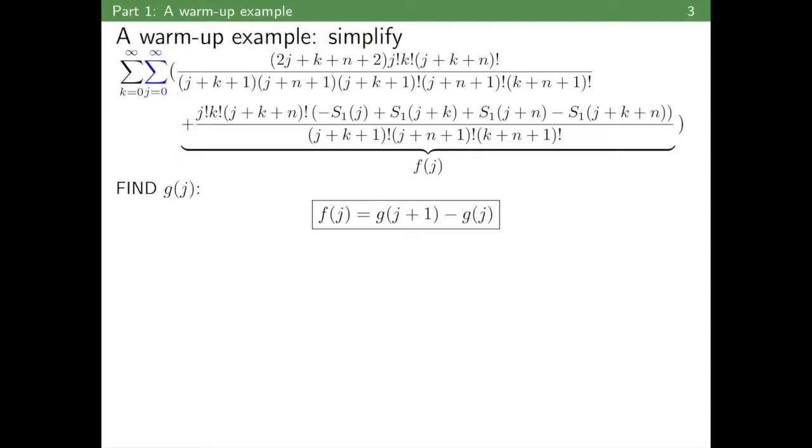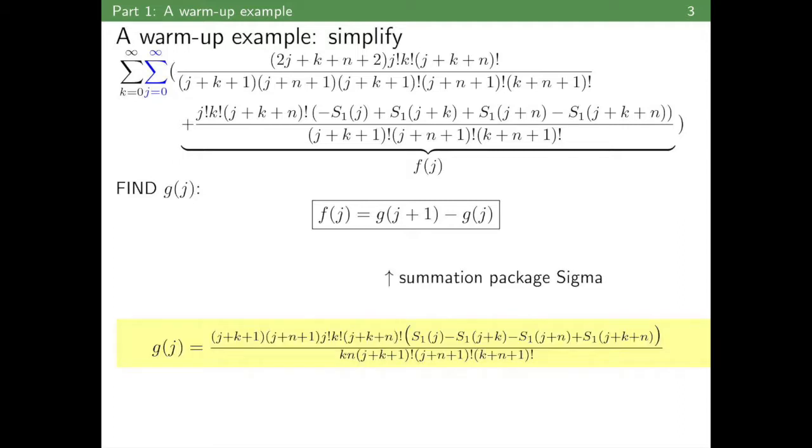Let's denote the summand by f_j, where I suppress the dependence on n and the other summation variable k. It's just in the innermost summation variable. Given the summand, I want to find an expression g such that this telescoping equation holds. My summation package Sigma, which I developed over the last 20 years, finds that expression. You see it's an expression in terms of factorials times a linear combination of the harmonic numbers, the j harmonic numbers, the k plus j harmonic numbers, and so on. By the way, you can plug this solution into the equation, and by simple polynomial arithmetic you can verify correctness on that level. So we have a proof certificate that this is indeed correct.